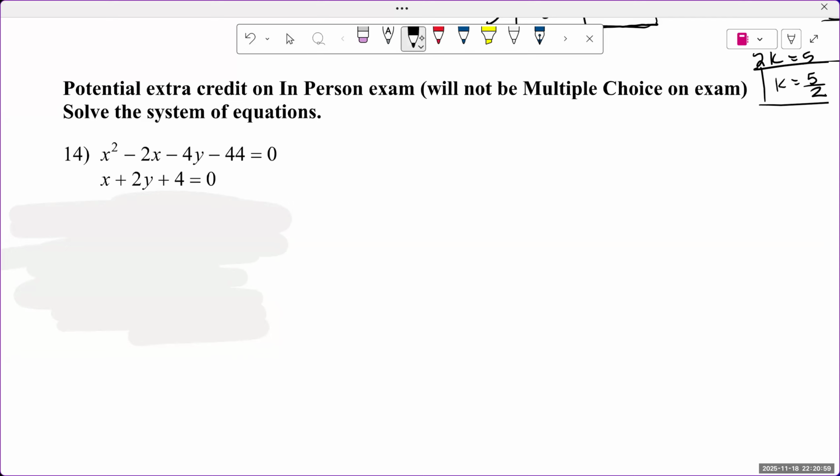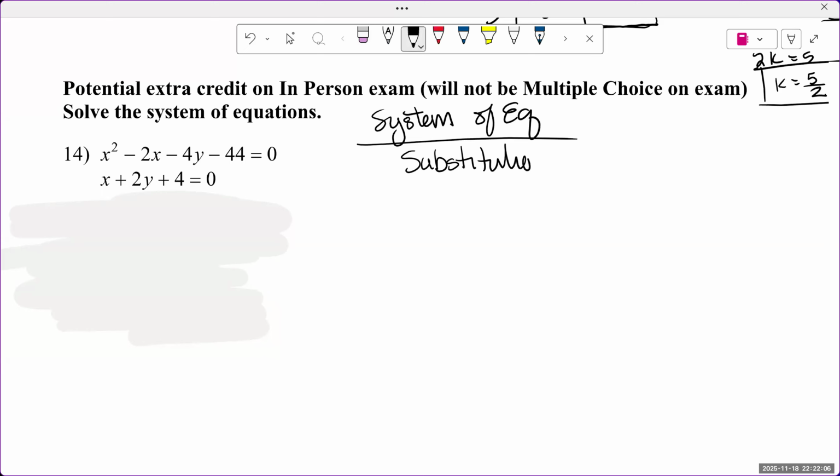Number 14. Okay, we have a system of equations, but we actually have a parabola, right? x squared and a line. So we have a parabola and a line. They could not meet at all. They could very carefully meet at one point, or they could meet at 2 points. So those are our possibilities for solutions. So we are going to use the substitution method to solve the system of equations.